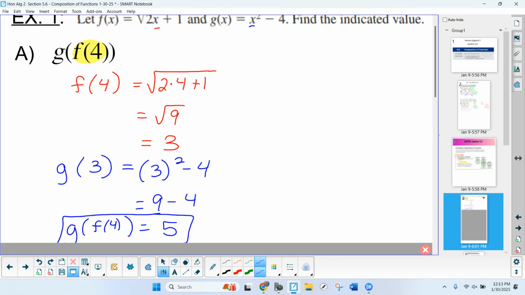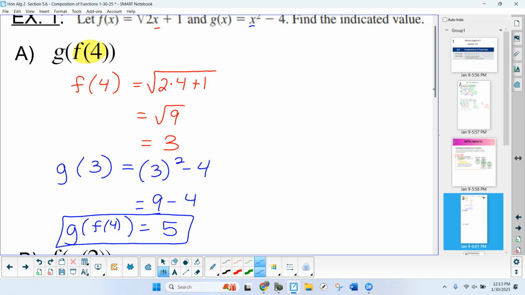Now, I like compositions. I think they're easy. What do you guys think of this first one? Good? All right, let's do another one.